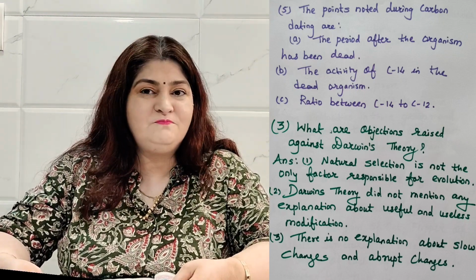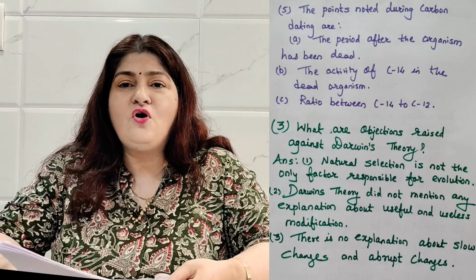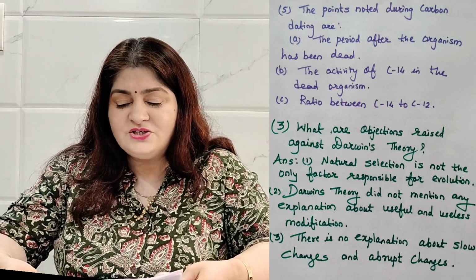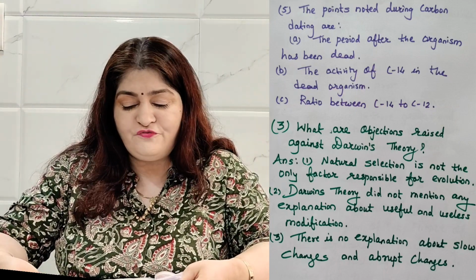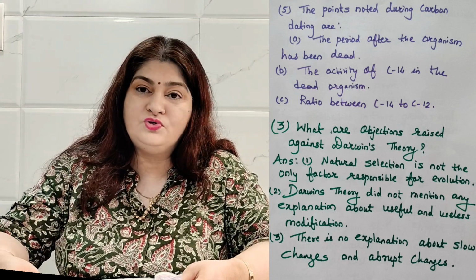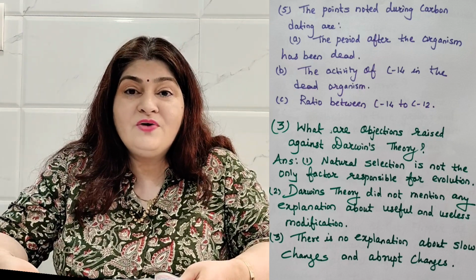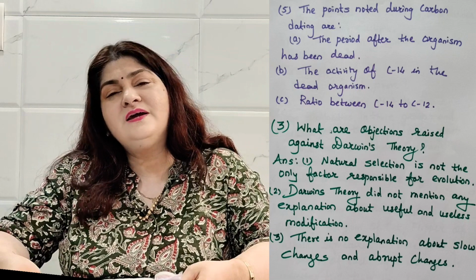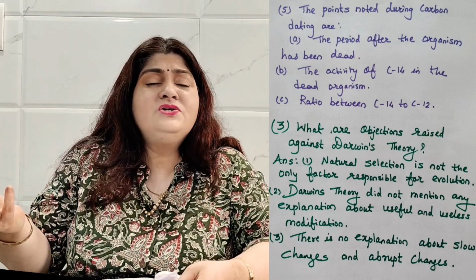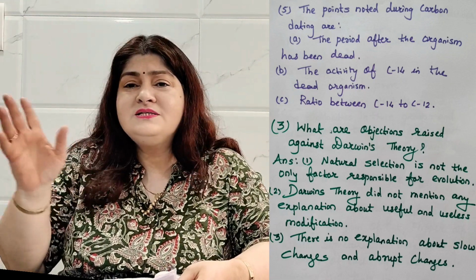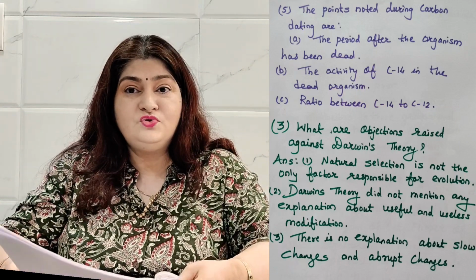Everybody didn't accept Darwin's theory. So which are the objections? Natural selection is not the only factor responsible for evolution. So natural selection pe evolution hui nahi hai ki nature ne select kiya to hum zinda hai, nature ne nahi kiya to we are extinct. This is not the only reason for the evolution.